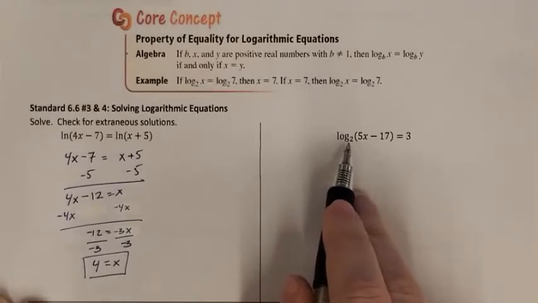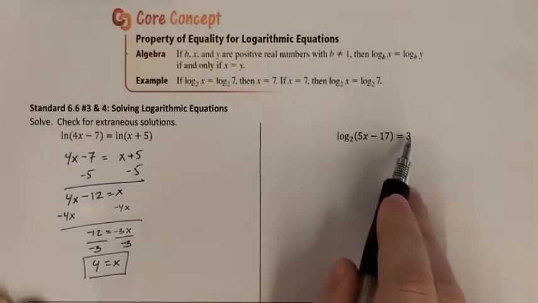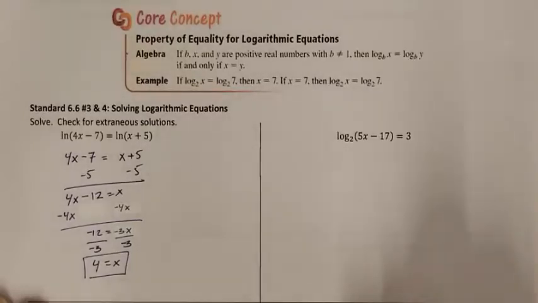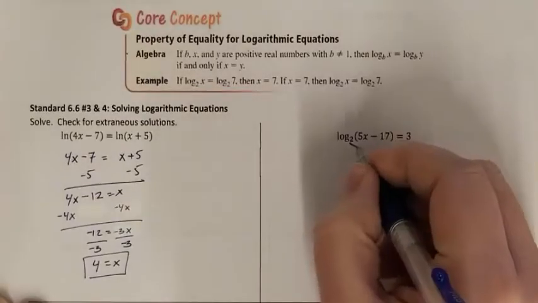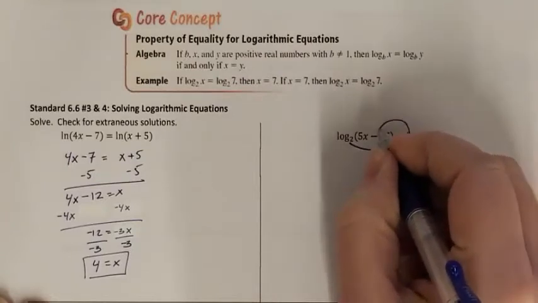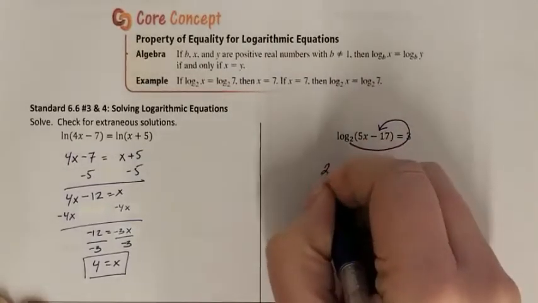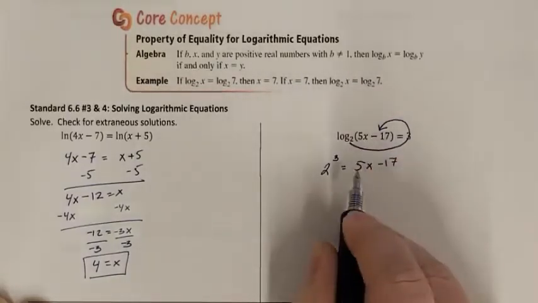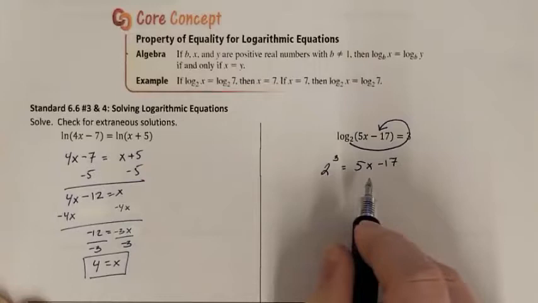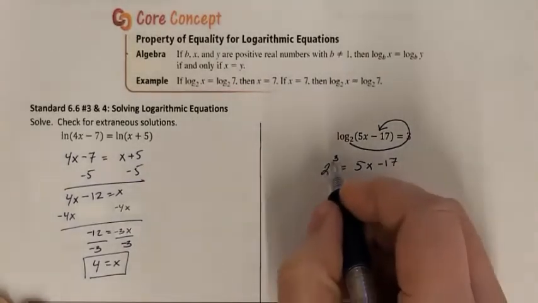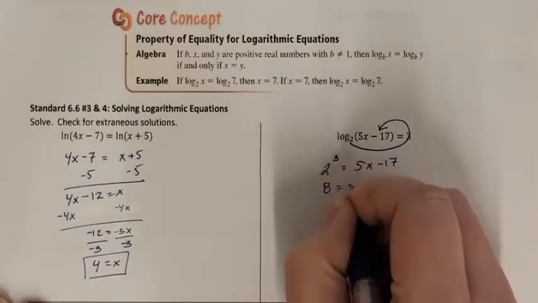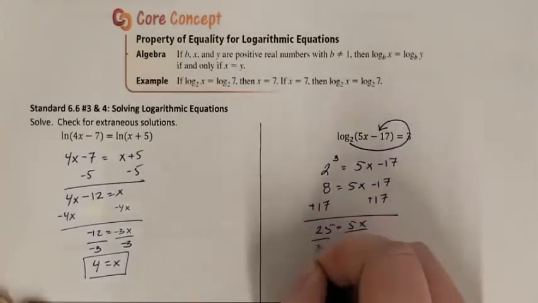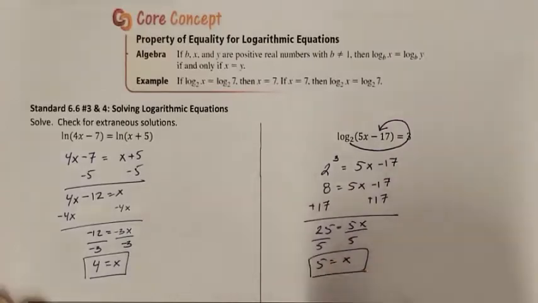This is a log base 2. This does not have a log base 2 on the other side, which means I cannot use the log bases. So what I want to write is 2 to the power of 3 equaling, we're going to unlog it, 2 to the third power is your 5x minus 17. Now that x is no longer a part of the log, and there are no logs, we can go ahead and solve for x. So 2 to the third power is 8. In solving for x, I get x to equal 5.